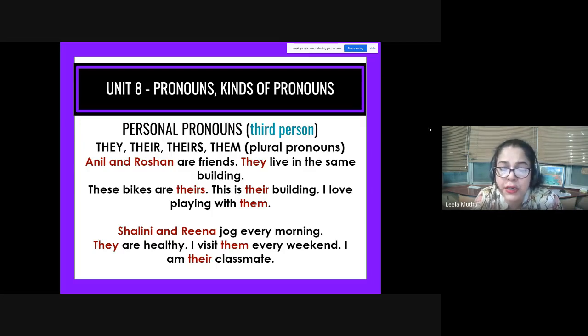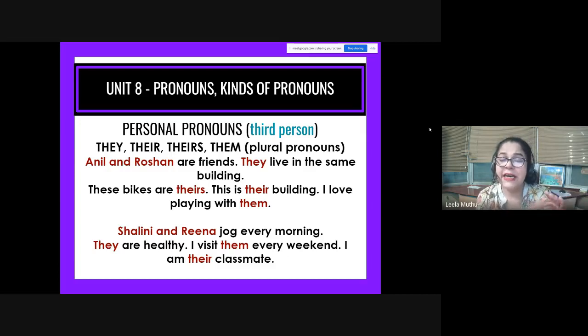Anil and Roshan are friends. They live in the same building. These bikes are theirs. This is their building. I love playing with them. Okay, so these are personal pronouns of the third person, plural, where more than one subject or more than one noun is being spoken about. Now, in this case, we're talking about Anil and Roshan, right? So, we refer to them as they.